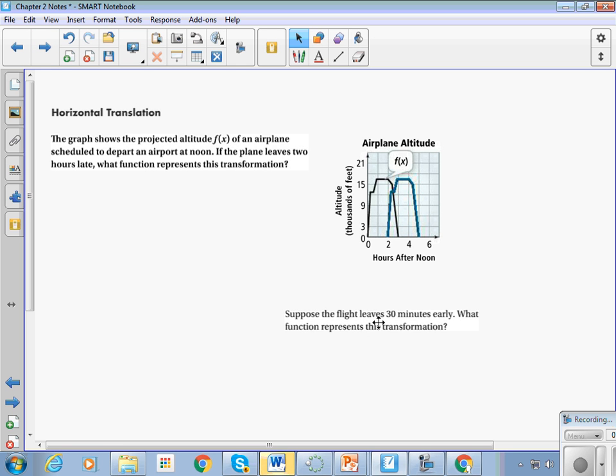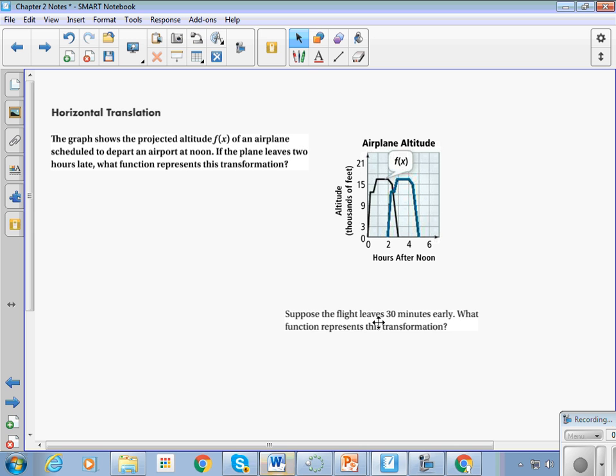Okay, horizontal translation is the opposite. If I want to move a function left or right, if I want to go right, I subtract from the inside of my function. If I want to go left, I add to the inside of the function. But let's do this problem.